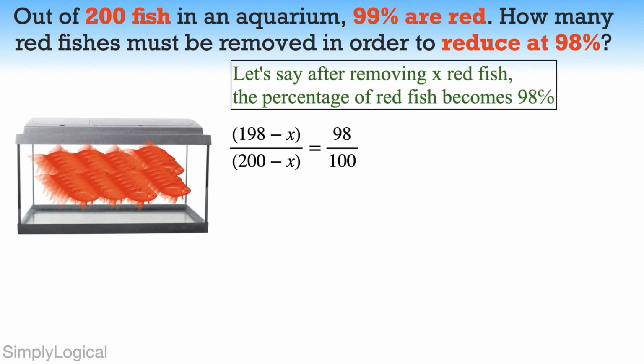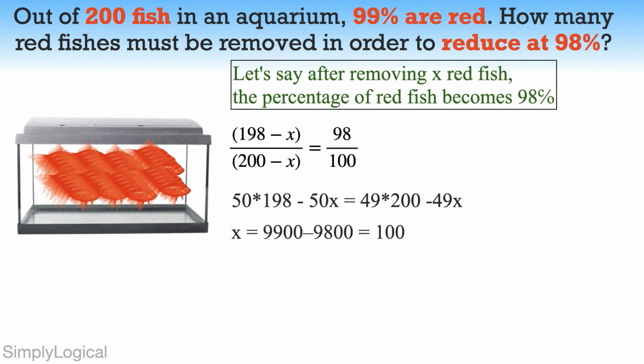After simplification, the equation becomes 50 times 198 minus 50x equals 49 times 200 minus 49x. So x equals 9900 minus 9800, which is equal to 100. So now x equals 100. It is tough to imagine that we will have to remove 100 fish out of 198 red fish to bring the percentage down by 1% in a total of 200 fish.